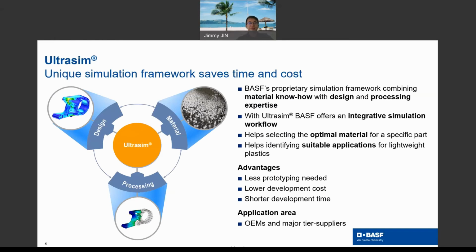About the introduction, I think you know BASF is a material company. We provide a lot of chemical products to our end customers. But besides that, we also provide a lot of services to them. I think UltraSim is a technology that can combine plastic design, material, and processing together. We combine them to provide a kind of one-stop simulation service.